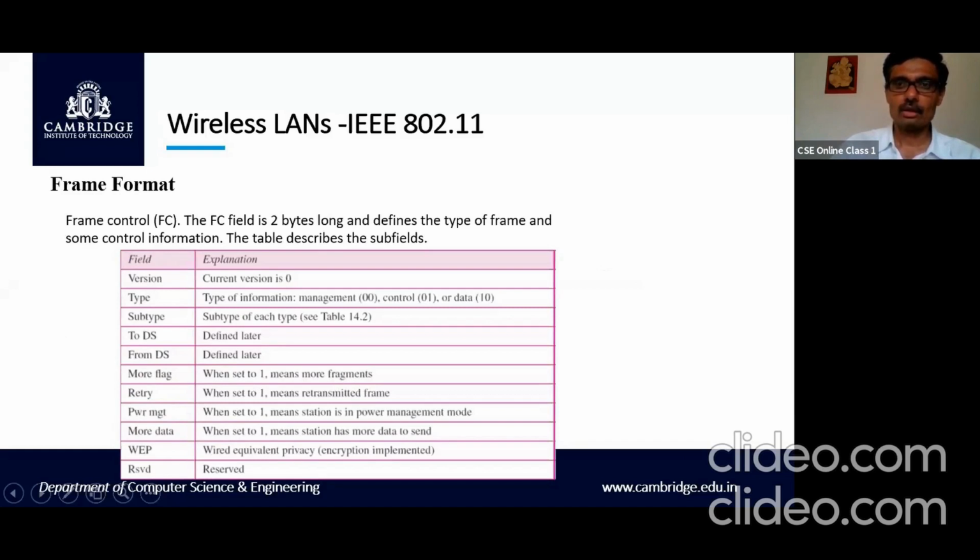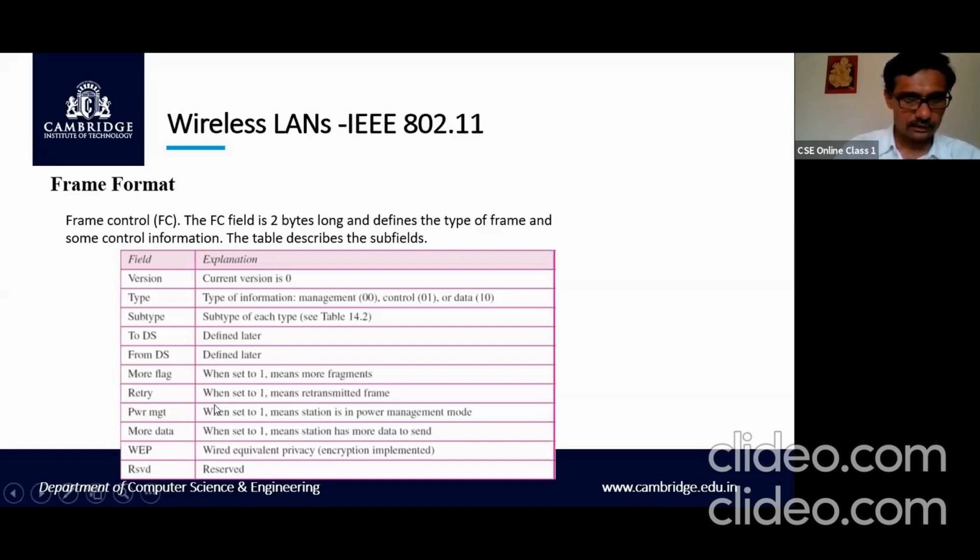Okay. For the first fragment, it is 1. For the second, third also it is 1. For the last fragment, this particular flag will be 0, saying that no more fragments will be there. That is the last fragment. For all the remaining fragments, it is set to 1, indicating that more fragments are to be received. Those fragments need to be rejoined at the receiver side in order to make the complete frame.